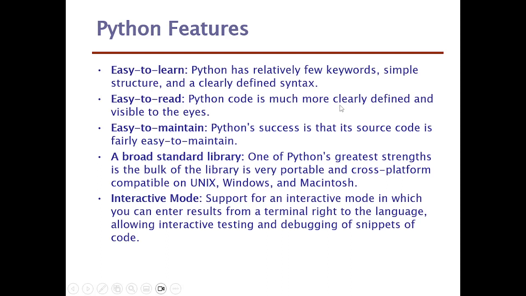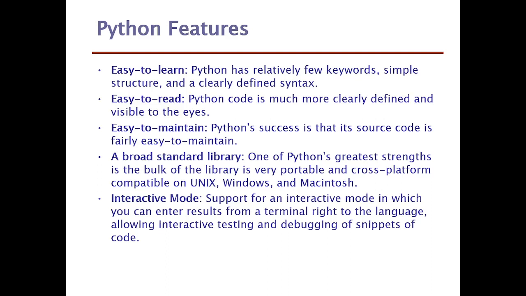If you are developing in other languages like Java, there is a lot of syntax, and if you are a beginner, you cannot read it easily. Easy to maintain. Python's success is that its source code is fairly easy to maintain. So next is a broad standard library. One of Python's greatest strengths is that the bulk of the library is very portable and cross-platform compatible in Unix, Windows, and Macintosh. So today I am using VS Code and I use Python libraries with it.